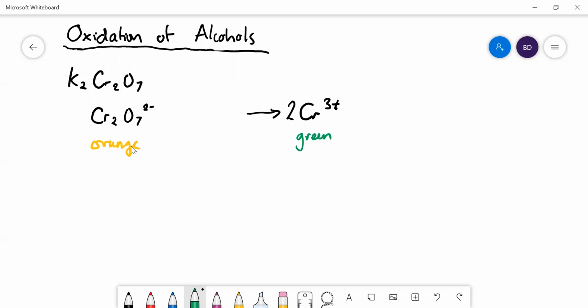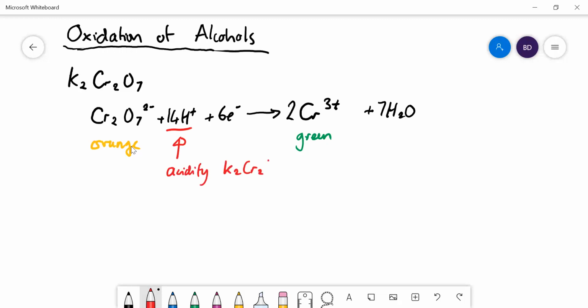We'll just write a half equation for that. Generally speaking, when we're doing organic chemistry, we don't bother with half equations, but we'll do this anyway. We need to balance for the oxygen, so we want 7 H2Os on the right hand side. That means we're going to need 14 H plus here. And if you check your charges, you'll find that's 6 electrons. You notice you need some H plus ions, so you need to acidify your potassium dichromate solution, and it's usually acidified with some sulfuric acid.